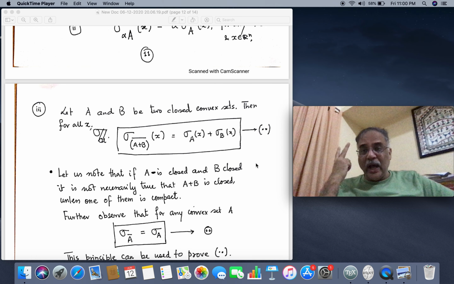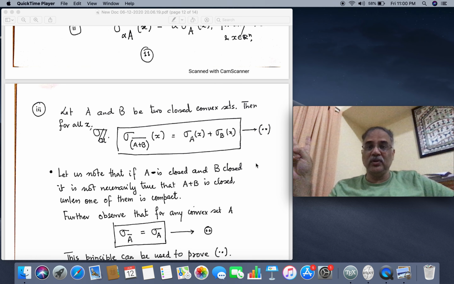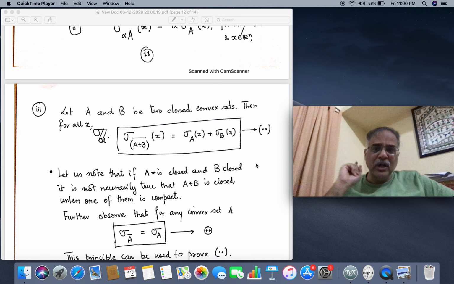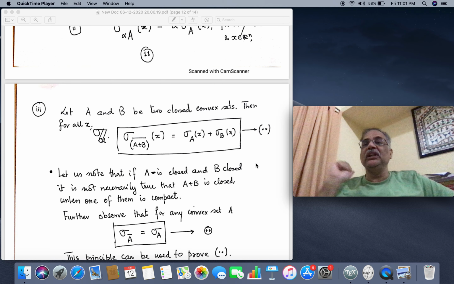You see, if you add two closed convex sets, they do not give me a closed convex set. They give me a convex set, but not necessarily a closed convex set. The reason is that there is some issue with the taking of limits. There are simple examples, we will not get into that. But if one of the sets, A or B, is compact, then A plus B is also closed.